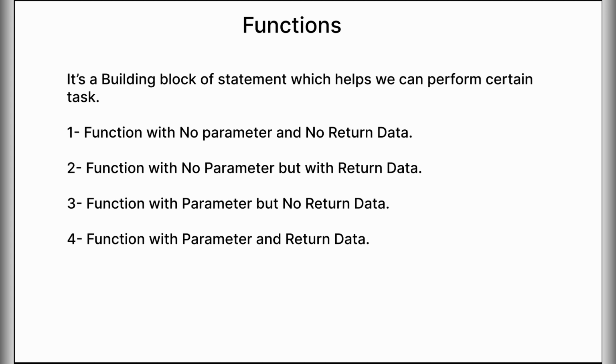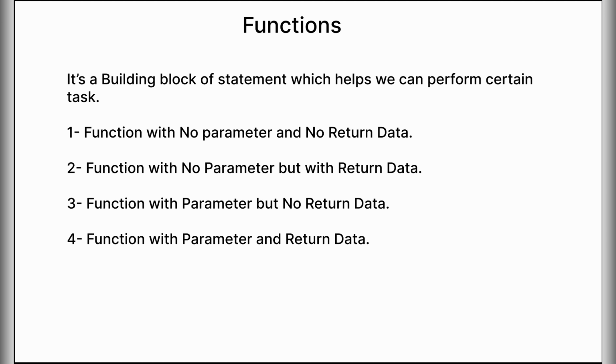So these are the four types of functions. Functions with no parameter and no return data type. What is this? It is the type of function which is not accepting any parameter and also not returning anything. I will explain by example as well. First of all, I will explain one by one, then we'll see the examples.